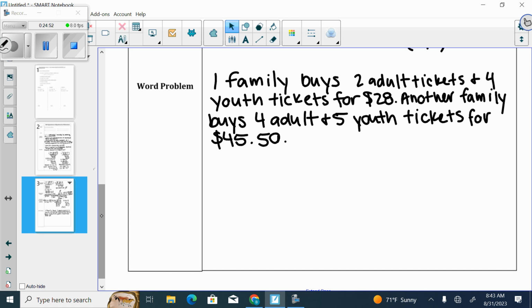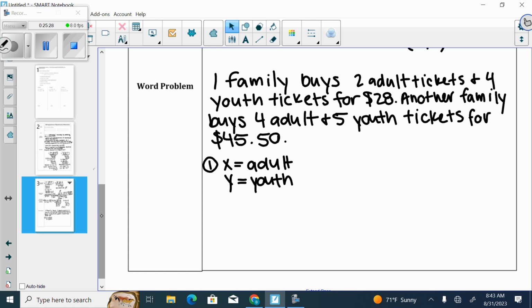Okay, so based on the first bit of information, one family purchases 2 adult tickets and 4 youth tickets for $28. We need to come up with an equation. So the first thing I'm going to do is define my variables. So we're going to use x and y. So x is going to represent the type of tickets they mentioned first, which was adult. And then y is going to represent the second type, which was the youth.